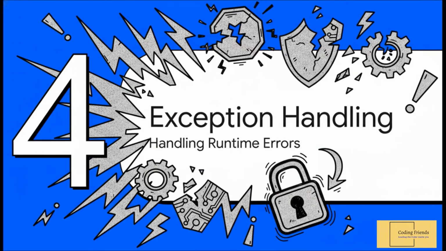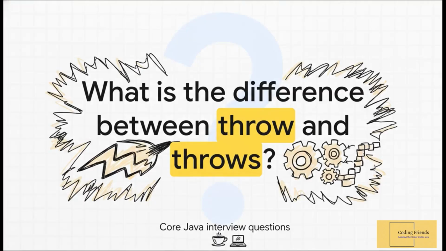All right, let's move on. Let's talk about what happens when your beautiful code, well, breaks. A great developer doesn't just write code that works on a sunny day. They write robust code that can handle errors gracefully, and that means mastering exception handling. Here's a tricky one they might hit you with. Can you explain the difference between the throw and throws keywords? They sound almost identical, but that one little s makes a world of difference.